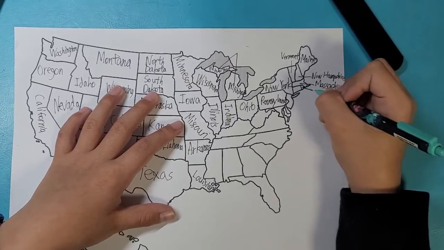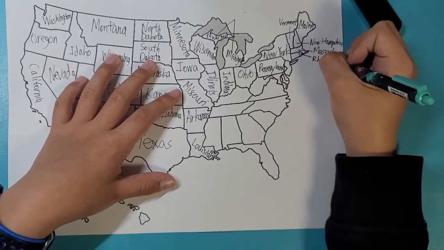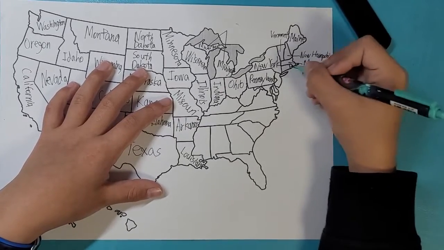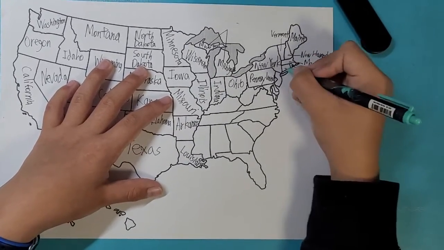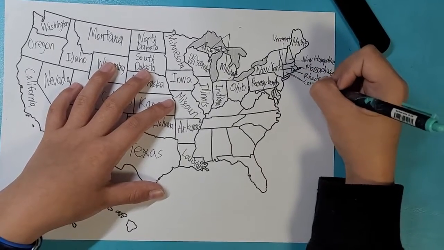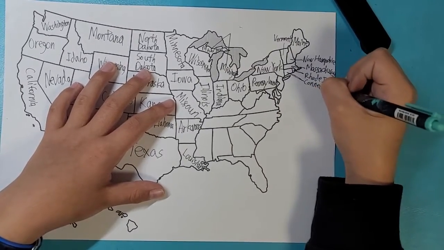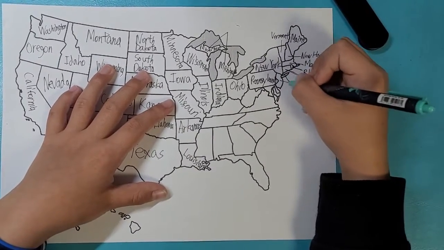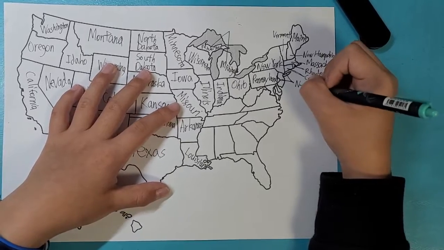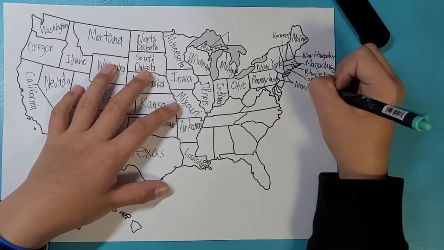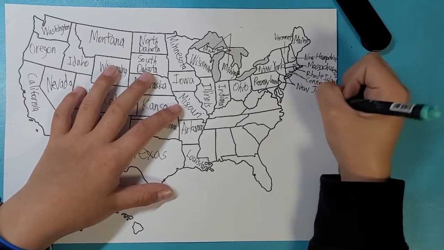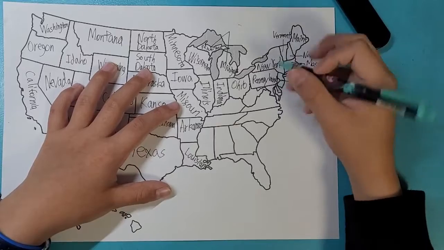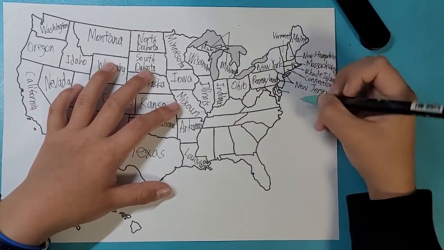This is Rhode Island. There's a little island right here. And this part is Connecticut. These two places might be divided, but they are actually together as New Jersey. This part is Delaware.